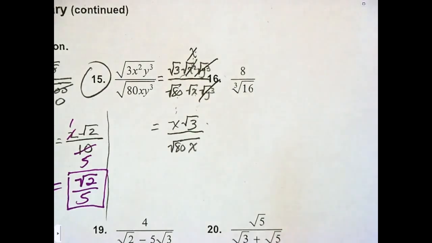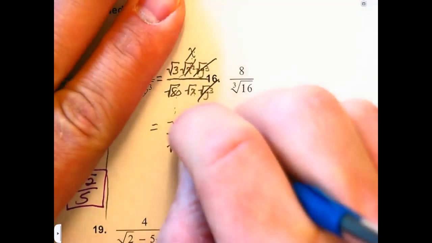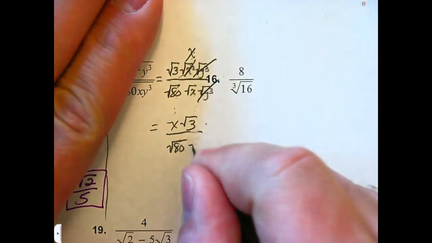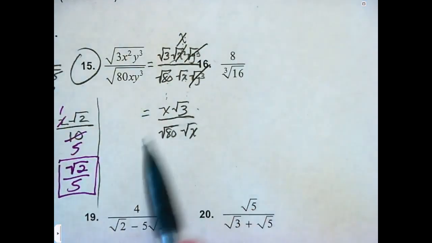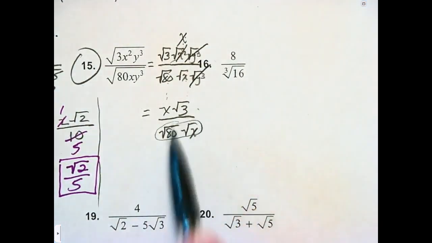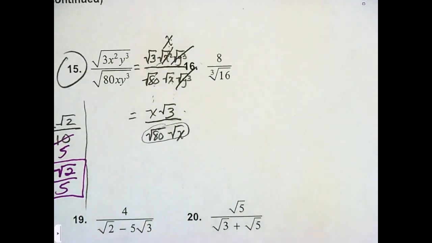We cannot leave it like that. You could write that as root 80x, or you can write it as root 80 and root x. It's up to you. But the problem is right now, you are not allowed to have a radical in the denominator. So we need to get the radical out of the denominator.